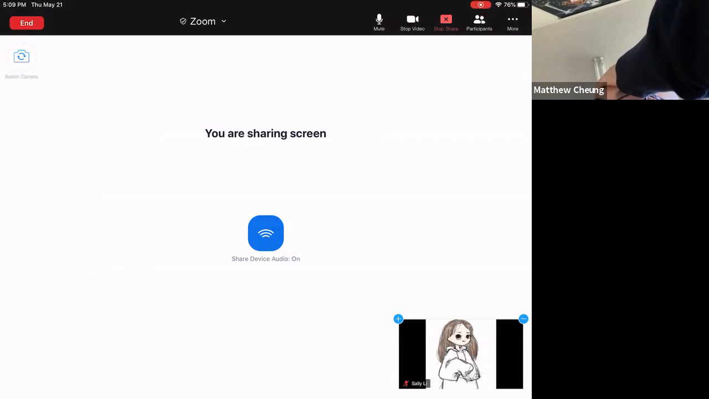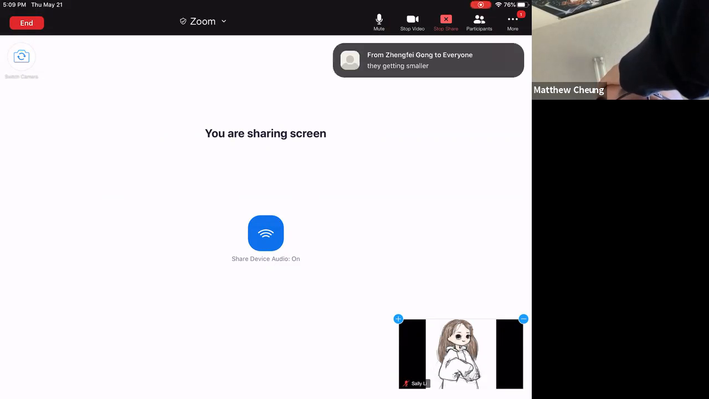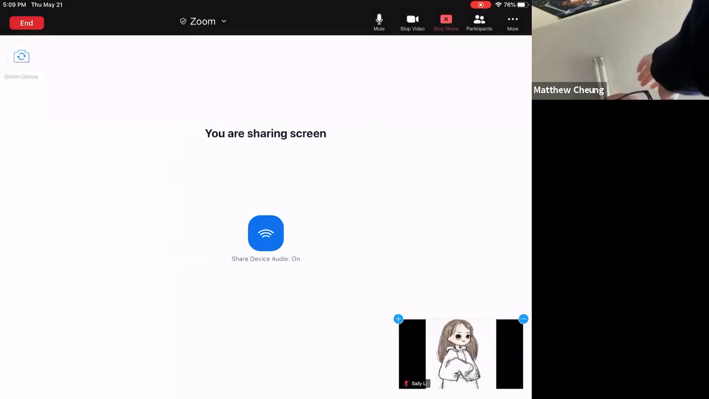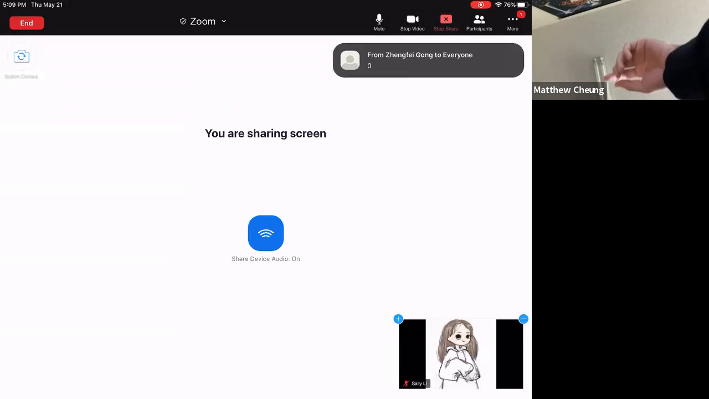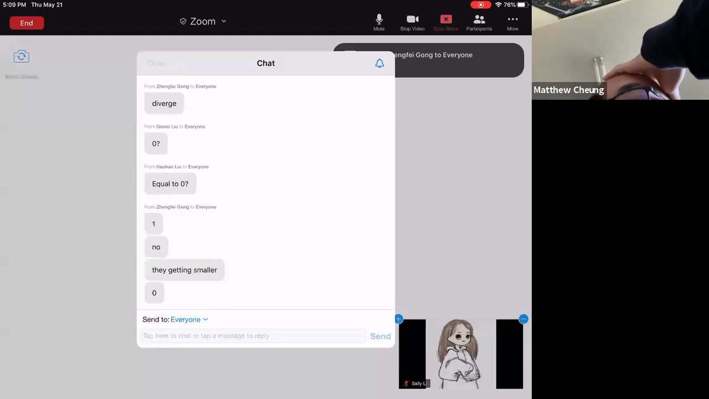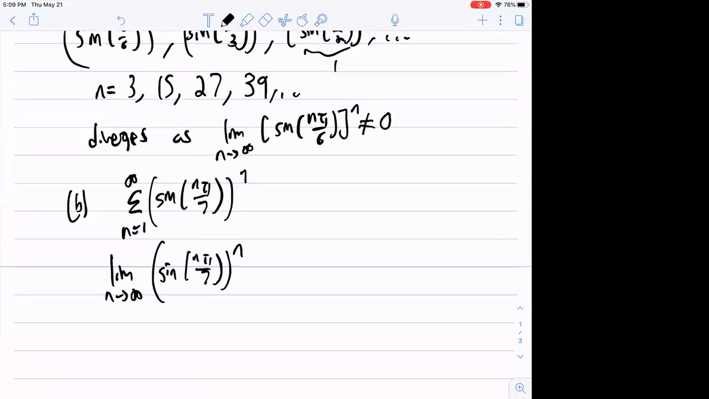Okay, what happens to a half? They get small, good, but not only that, where do they go? Yeah, they go to 0, right? So this limit is 0.